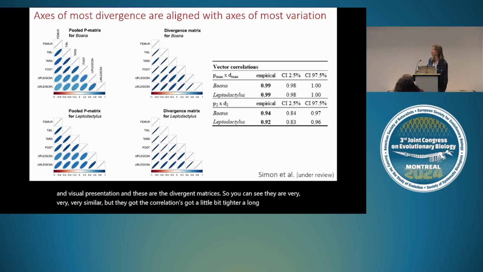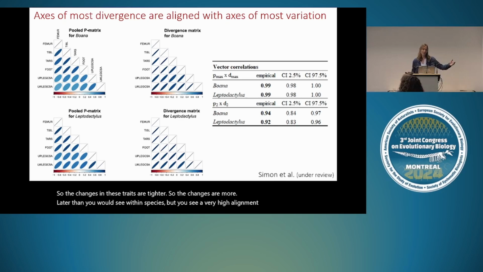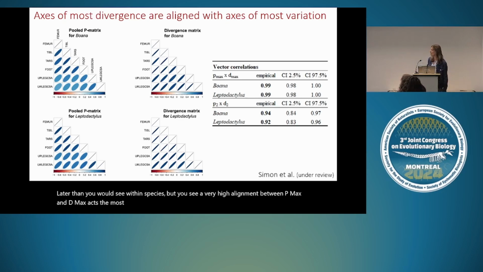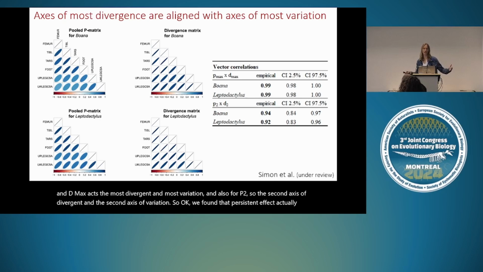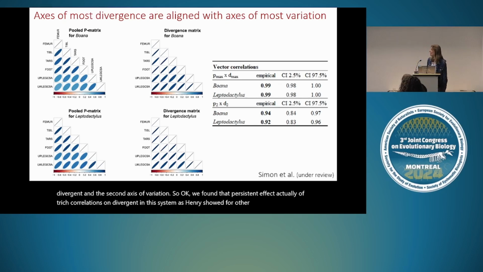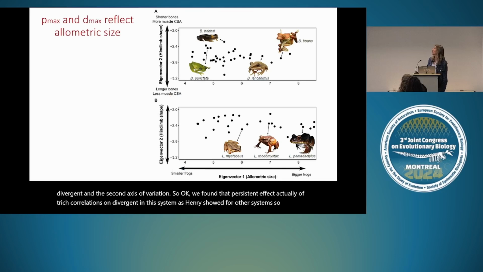So the changes in these traits are tighter, so the changes are more correlated than you would see within species, but you see a very high alignment between Pmax and Dmax, the axis of most divergence and most variation, and also for P2, the second axis of divergence and the second axis of variation. So, okay, we found that persistent effect of trait correlations on divergence in this system, as had been shown for other systems. So now, I want to tell you what these things are.